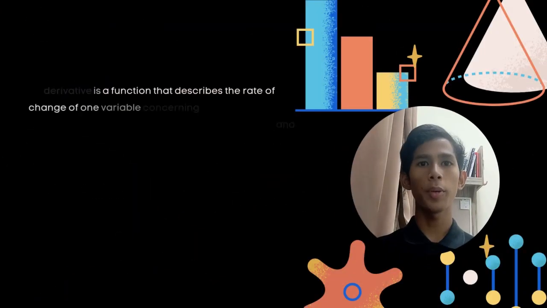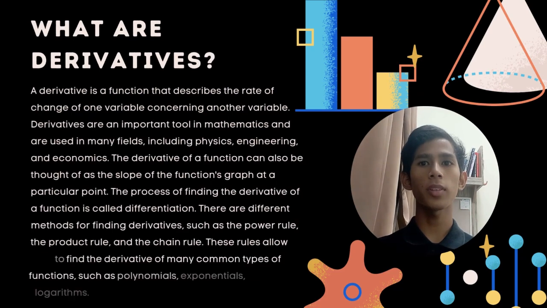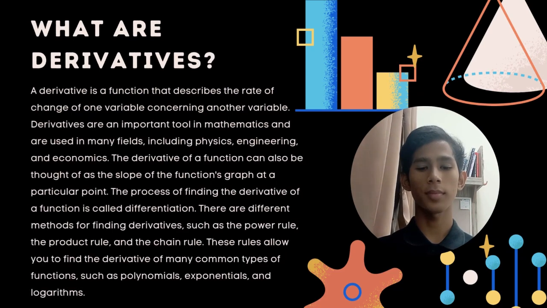Today, we will be presenting about application of first derivative in chemical engineering. Derivative is a function that describes the rate of change of one variable with respect to another variable. Derivatives are an important tool in mathematics and are used in many fields including physics, engineering and economy. The derivative of a function can also be thought of as the slope of the function graph at a particular point. The process of finding the derivative of a function is called differentiation.